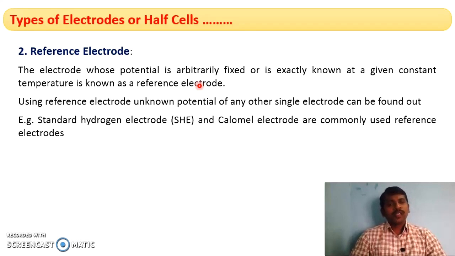If we are using the calomel electrode, its value will be determined by connecting with a primary electrode. So anyhow, while we are using a reference electrode, its electrode potential must be known to us. It may be either fixed, or we must find out that value before we use it. So these are the two types of electrodes, or half cells, based on the usage: indicator electrodes and reference electrodes. This is about electrodes and their types.